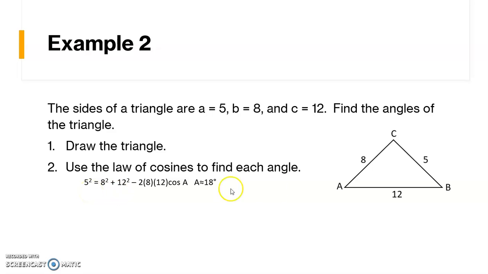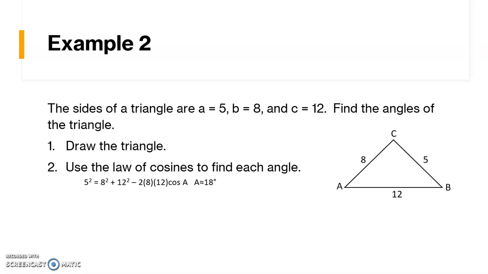So for angle A, here's A. I did 5 squared equals 8 squared plus 12 squared minus 2 times 8 times 12 times the cosine of A. Now to solve for this A here, you would have to do 5 squared minus 8 squared minus 12 squared and get an answer for that. Then you have to divide by negative, be careful, negative 2 times 8 times 12. And you'd want to multiply this separately and find out what that is first. Then finally, you do the inverse cosine for angle A.